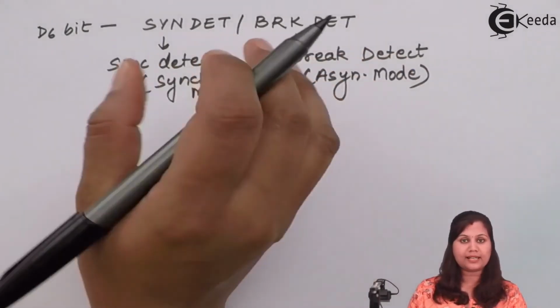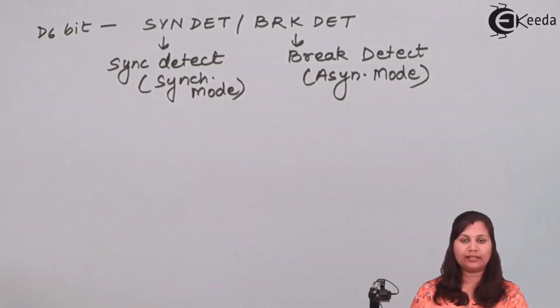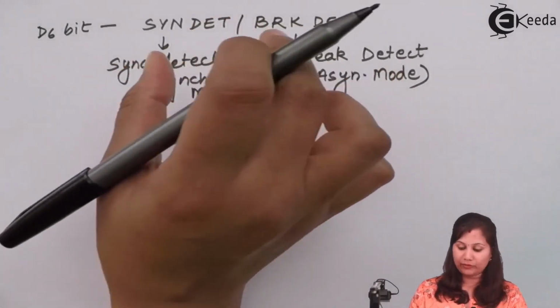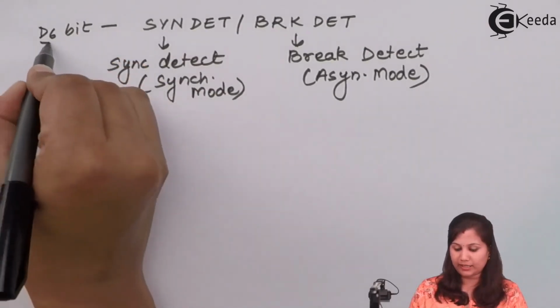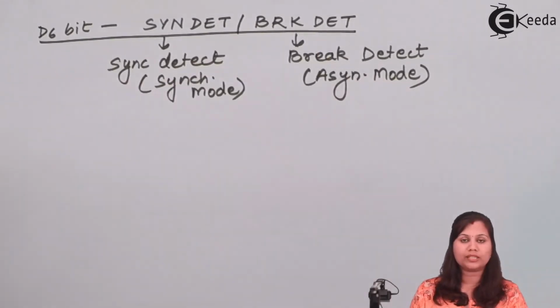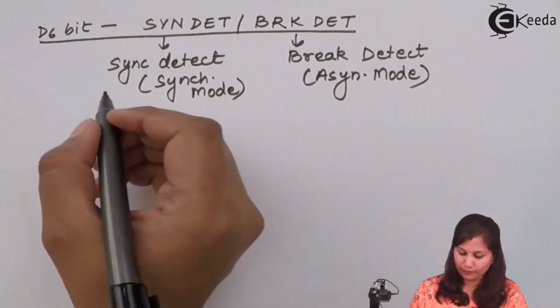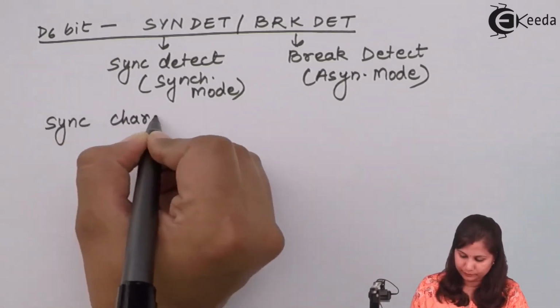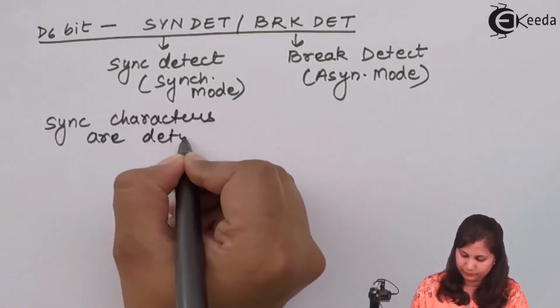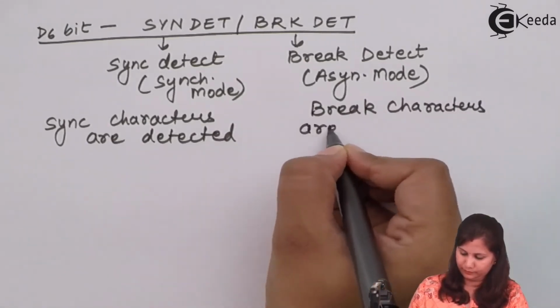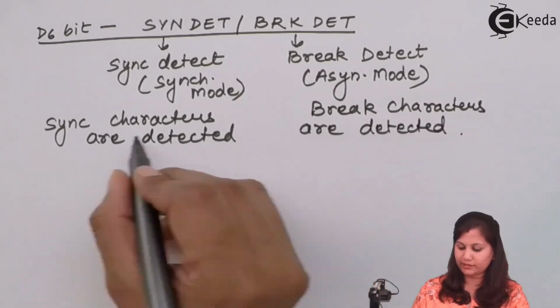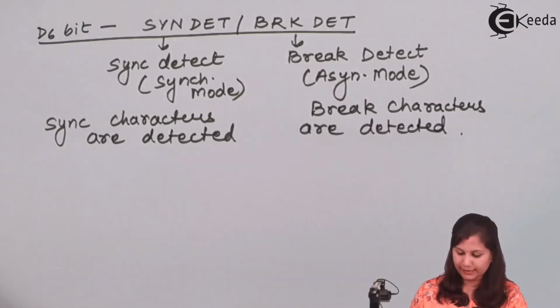So these are pins at the 8251. The 8251 has a pin for this signal, and we can read the status of this signal using the D6 bit of the status word. So these are the functions of this D6 bit.